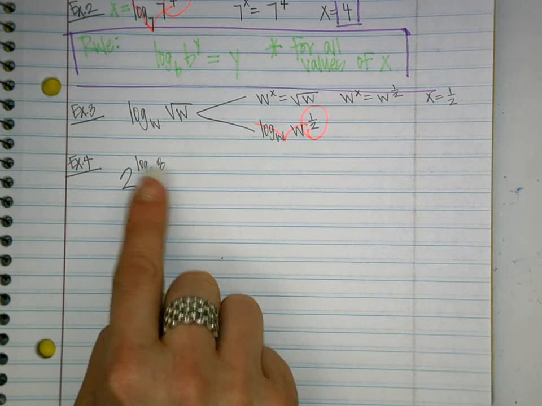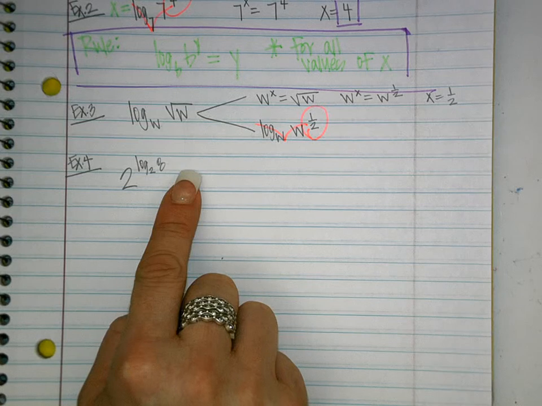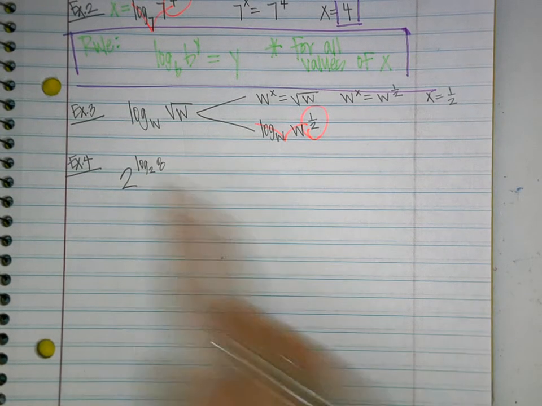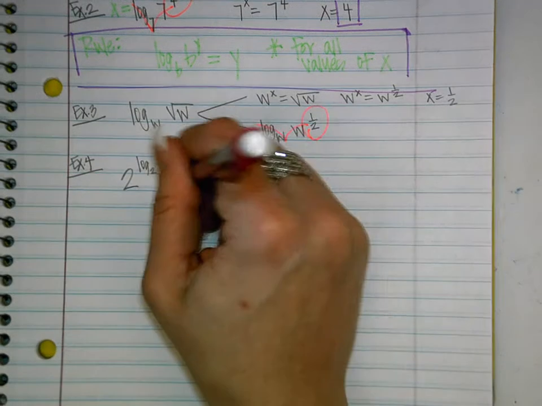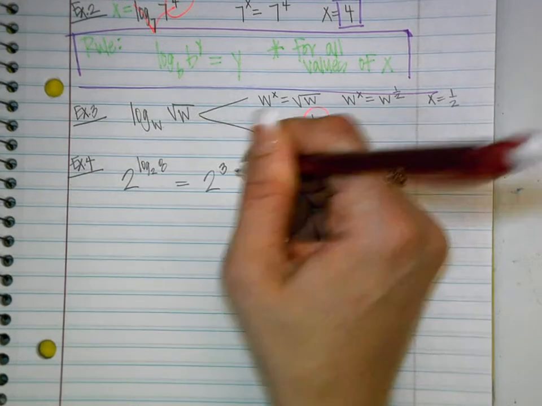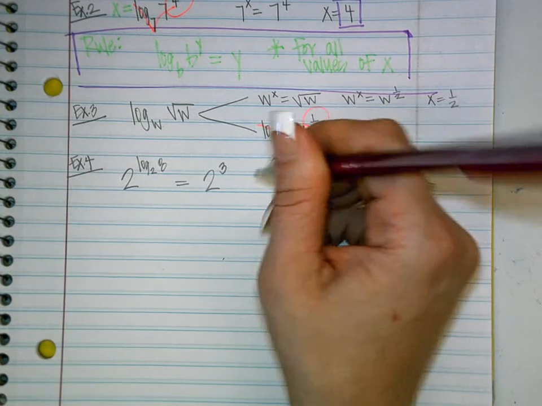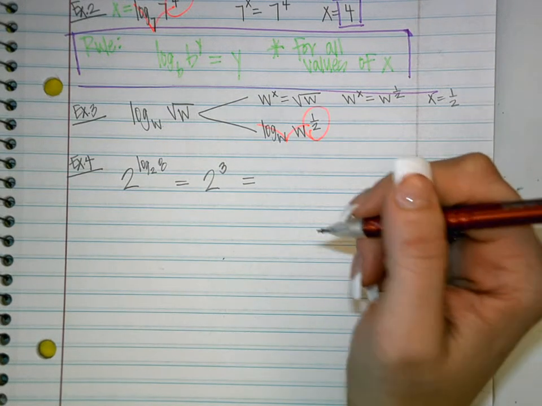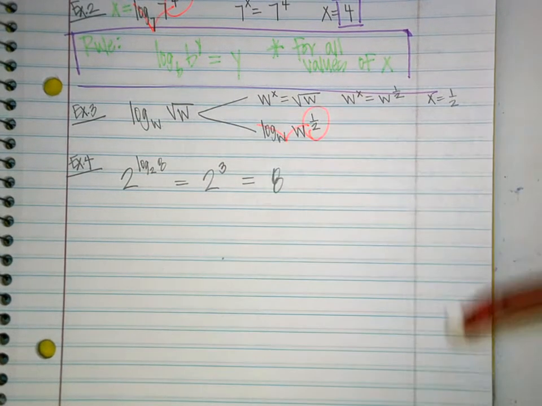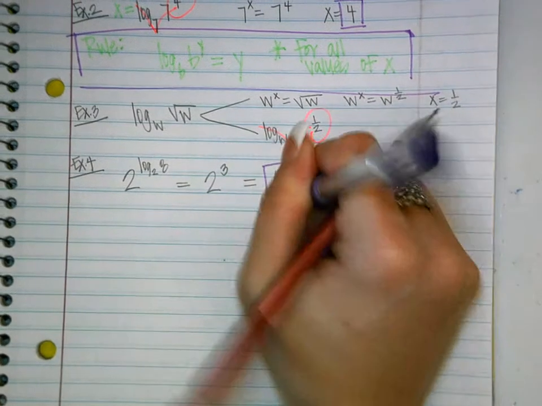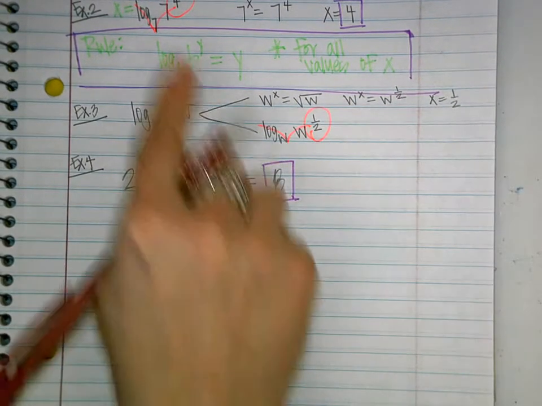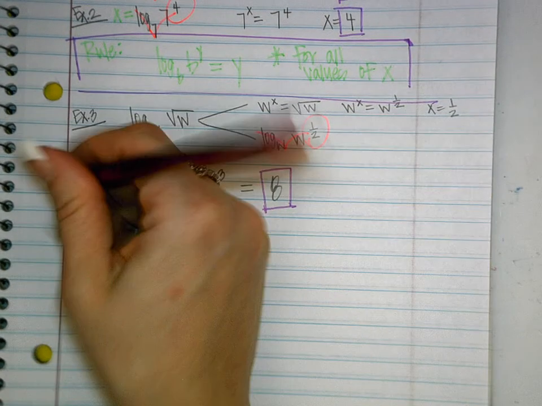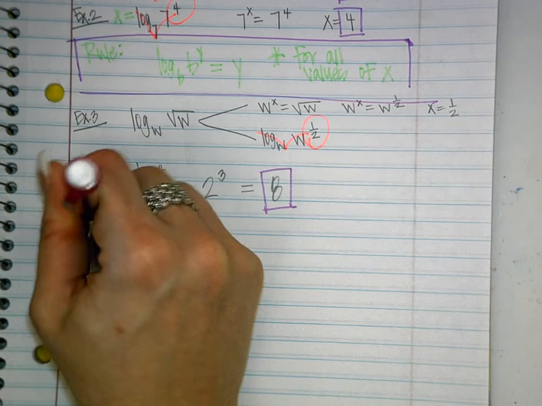Okay? Log base 2 of 8. So in your head, you want to be thinking, what is the exponent on 2 that makes 8? 3. So you rewrite this as 2 to the 3rd power, which then becomes what? What's 2 to the 3rd power? 8. That's the answer that I'm looking for here. So not only are you going to have logs on the bottom, but you're also going to have logs in the exponent. Try another one just like that.